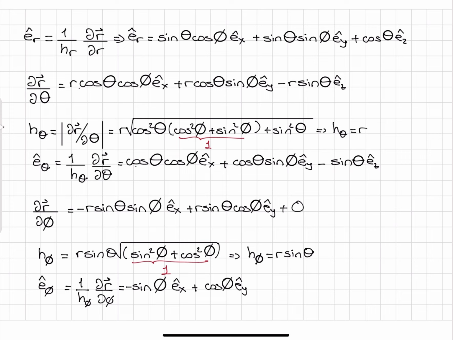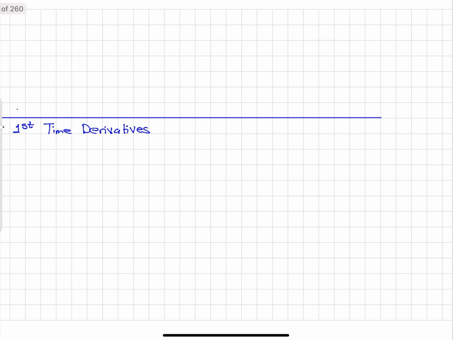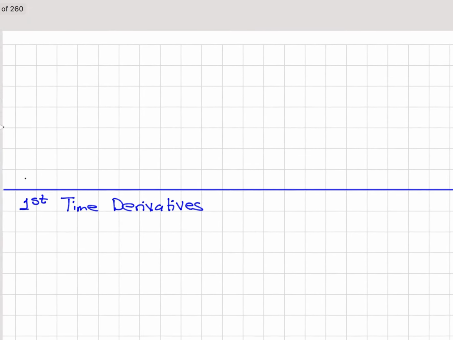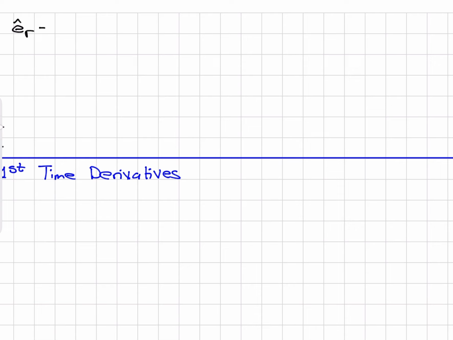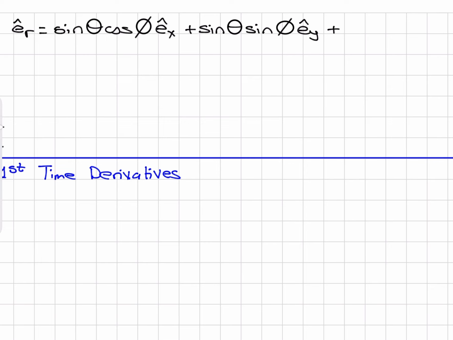Now we can summarize these results. We have found the radial unit vector er hat to be sine theta cosine phi in ex hat direction and sine theta sine phi in ey hat direction, and then we have cosine theta in ez hat direction. This was our radial unit vector.